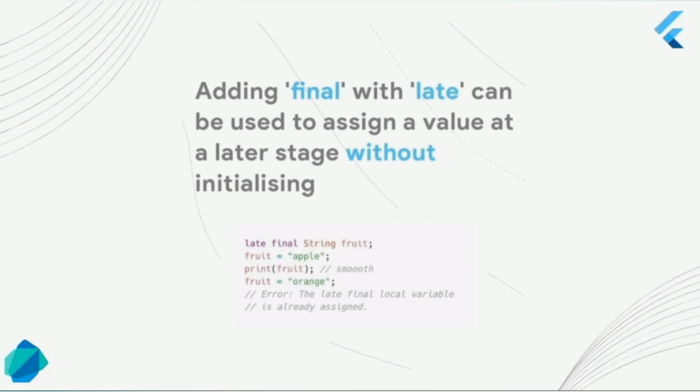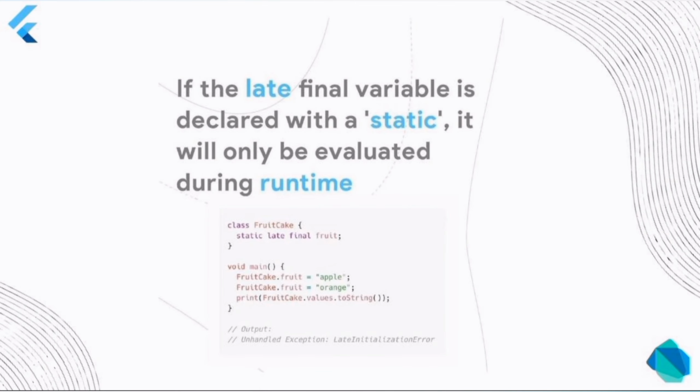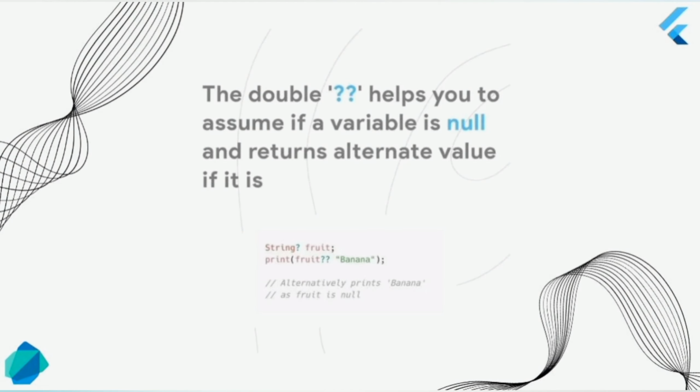Adding final with late can be used to assign a value at a later stage without initializing. If the late final variable is declared with static, it will only be evaluated during runtime. The double question mark helps you check if a variable is null and returns an alternate value if it is.